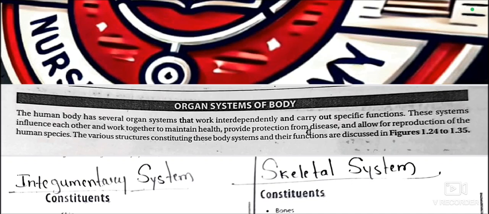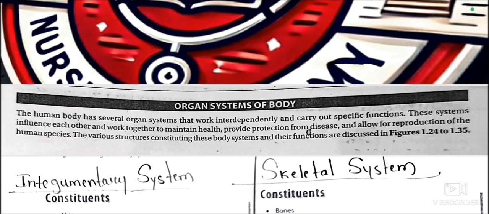These systems work together for proper maintenance of health and providing protection from diseases, and they also allow for the reproduction of the human species. The various structures constituting these body systems and their functions are discussed in the figure. We will discuss them in this continuing part.